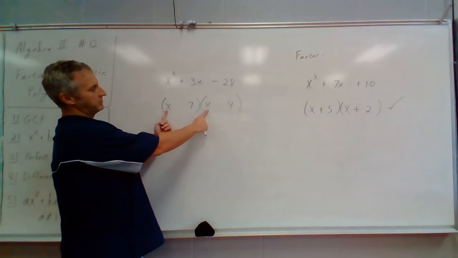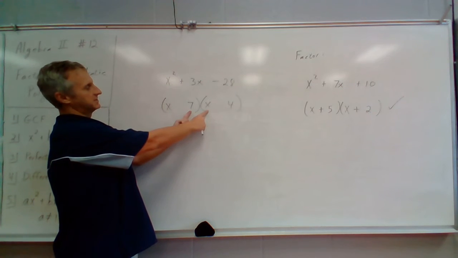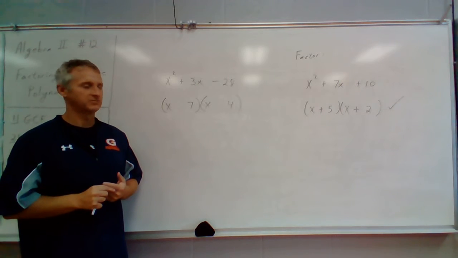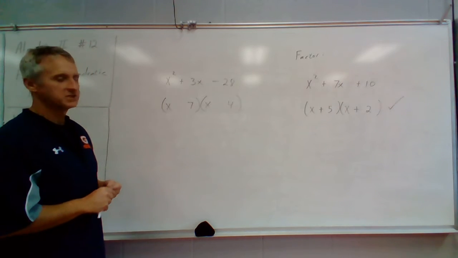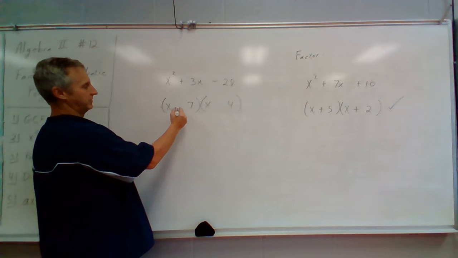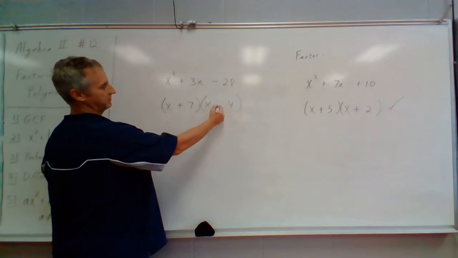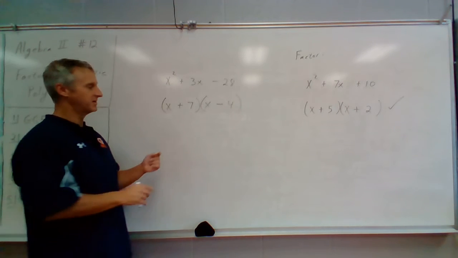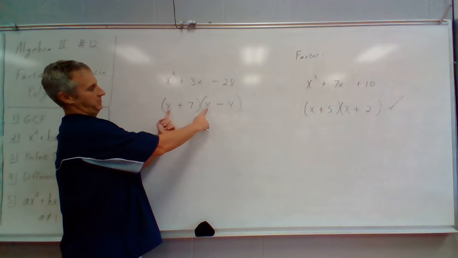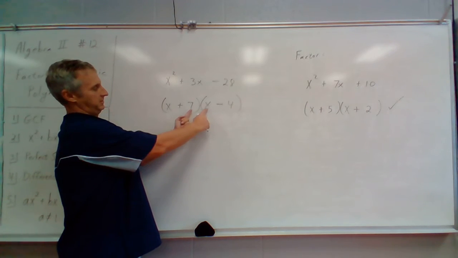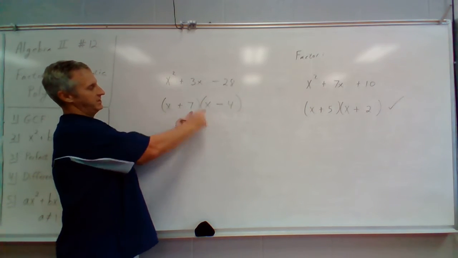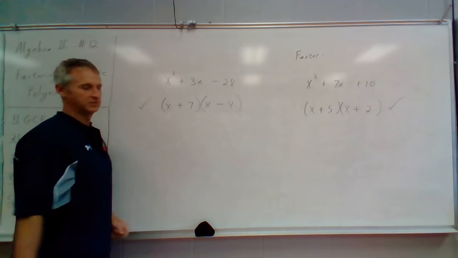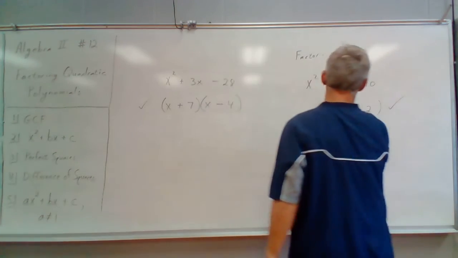So if I do that, I get x squared, I get a 4x and a 7x. Can I get a 3 out of a 4 and a 7? I can if I subtract them, right? If I do 7 minus 4. So if I wanted to do 7 minus 4, I will need plus 7, and I'll need minus 4. Right, let's check and make sure that works. So x squared minus 4x plus 7x is 3x minus 28. And we have that factored correctly. Let's try another.